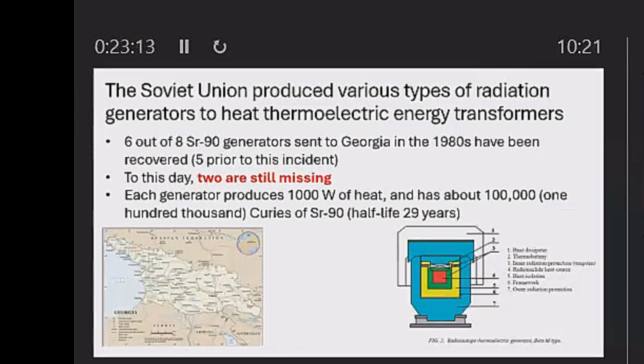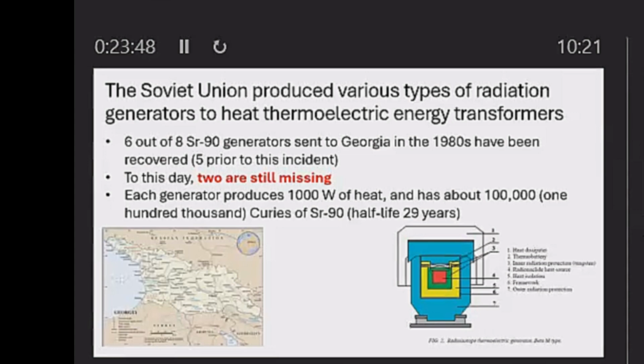They had many different kinds of them. The common one was strontium-90. Basically they lost all of them at the downfall of the Soviet Union. To this day, we have only found 6 out of 8 of these heat sources in Georgia. The other 2 are missing. Each generator produces about 1,000 watts of heat, and each one has about 100,000 curies. 100,000 curies is a lot.